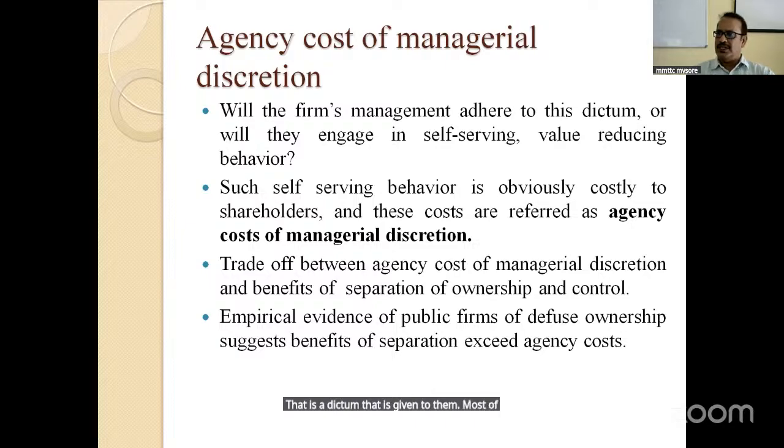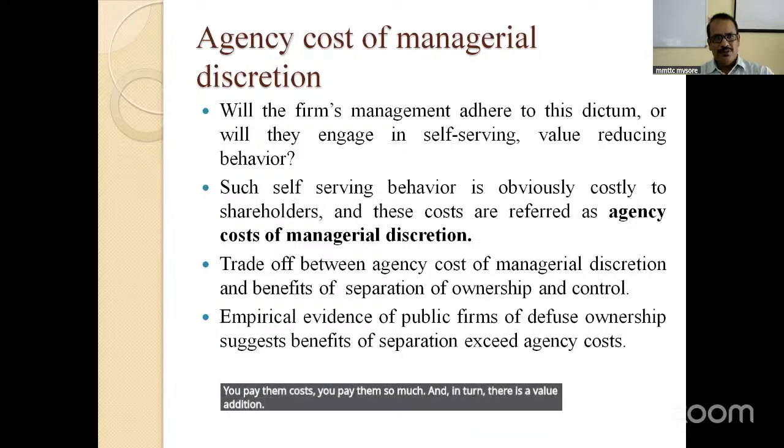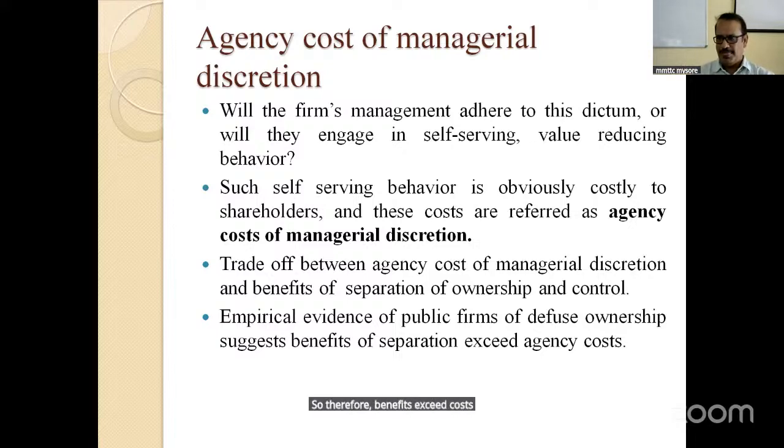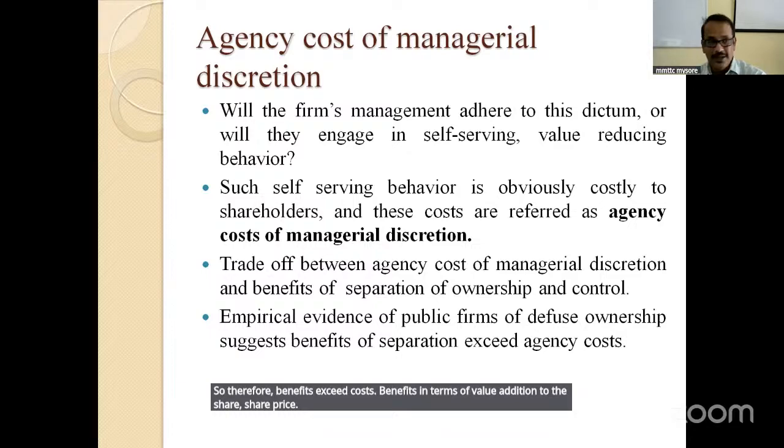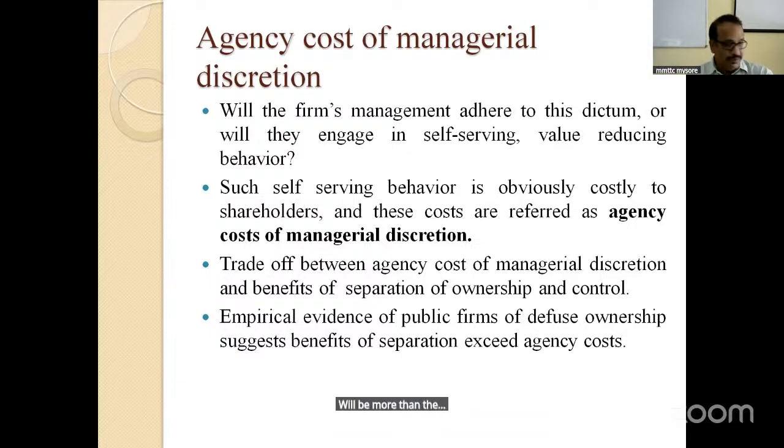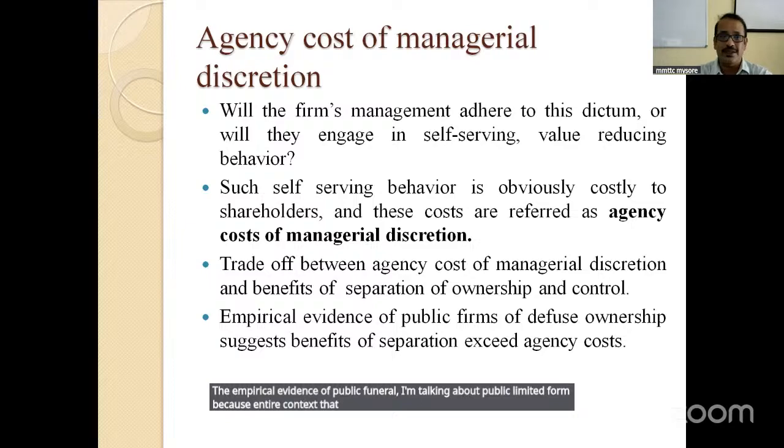Most of the time it works really well. In all the successful companies that we have seen, this agency theory works well. You pay them so much, and in turn, there is a value addition. So therefore, benefits exceed costs. Benefits in terms of value addition to the share price will be more than the compensation that is given to the managers. The empirical evidence of public firms, I'm talking about public limited firms because the entire context that I'm talking about is in the public money, wherever public money is involved.